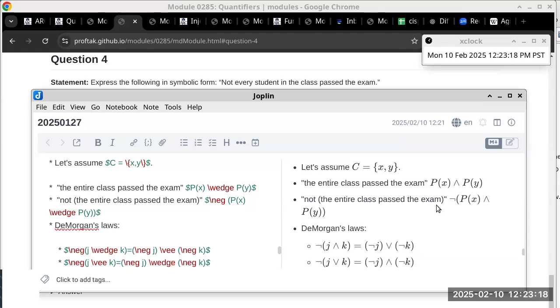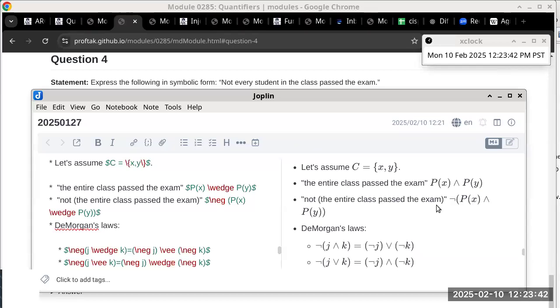Now I can apply De Morgan's law and say it really is the same thing as saying, which one should I apply? This one here: not P of X or not P of Y. But that's existential, because in an existentially quantified expression, if at least one thing is true, the whole thing is true.